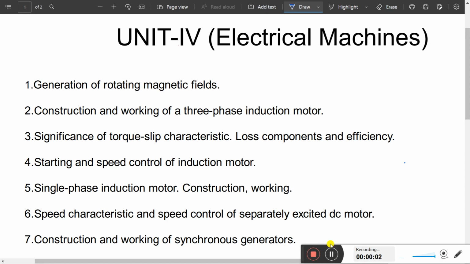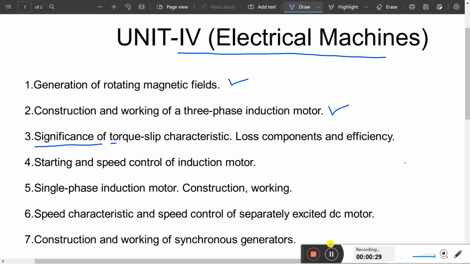Hello everyone. Last class we discussed BEE fourth unit topics, electrical machines. In that we have done the generation of rotating magnetic field and the construction and working of three-phase induction motor. Depending upon rotor, we have two types of induction motors: one is squirrel cage, another one is slip ring. Now today we will see significance of torque slip characteristics and losses of components and efficiency.